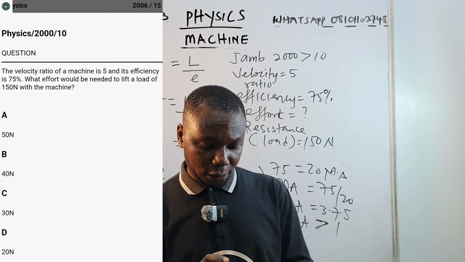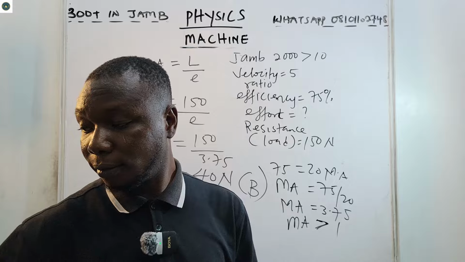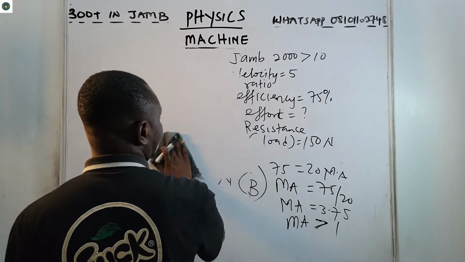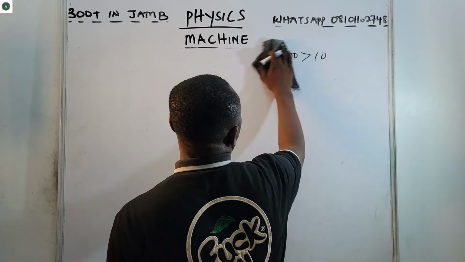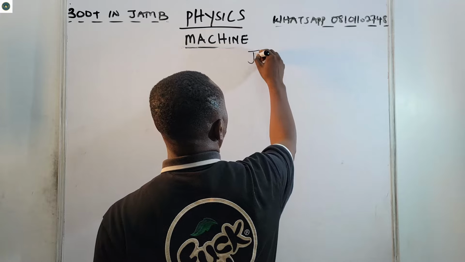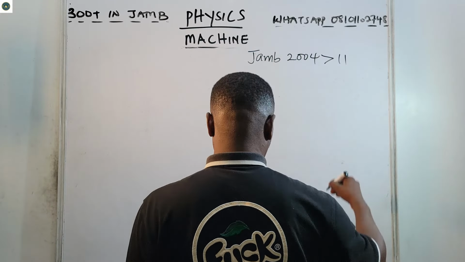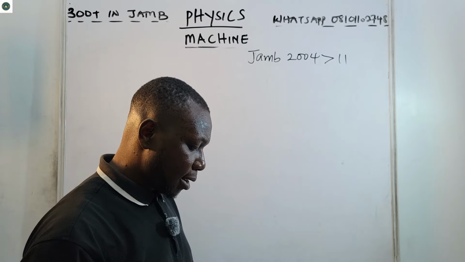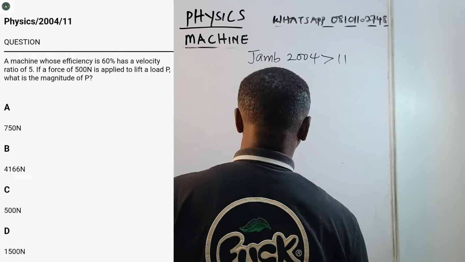Now we have another question. 2004 question 11. We have JAMB 2004 question 11. Now the question says that a machine whose efficiency is 60%.